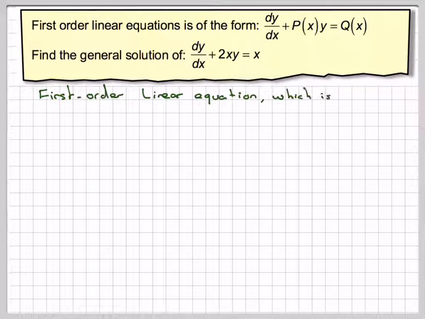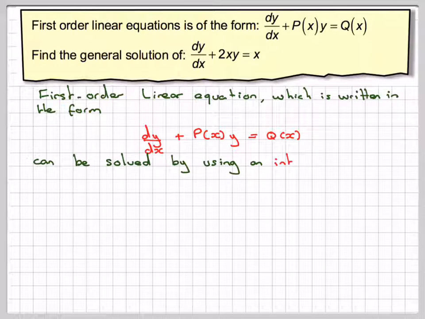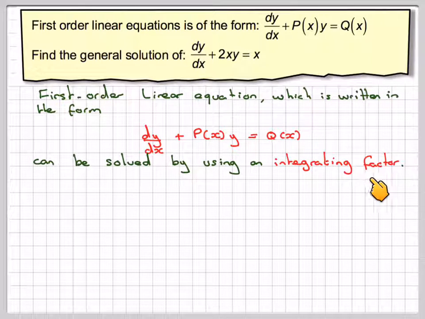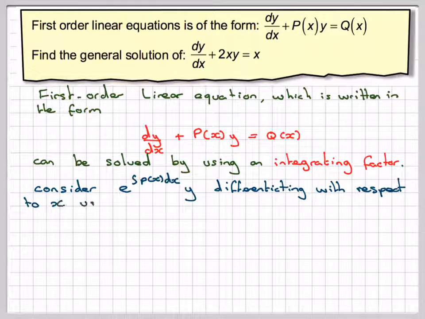So the first order linear equation, which is written in the form dy/dx + P(x)y = Q(x), can be solved by what's known as an integrating factor. Now the integrating factor is going to be e to the integral of P(x) dx. In order to find why this works, let's look at e to the integral of P(x) dx times y, and then differentiate that with respect to x using the product rule.